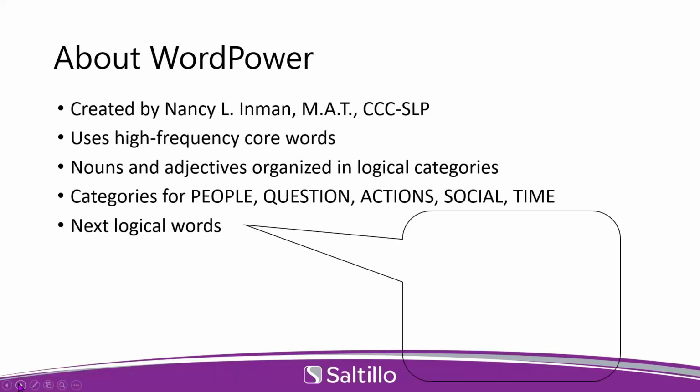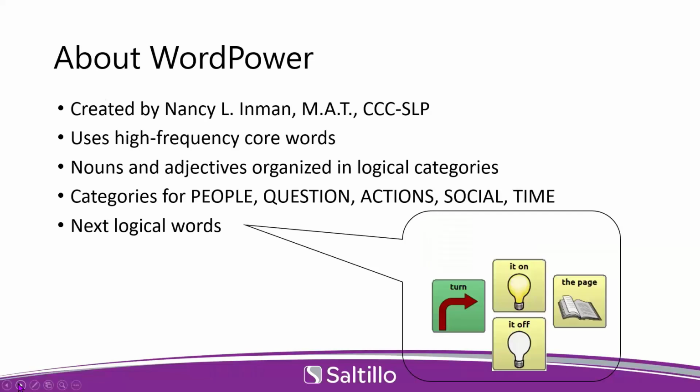The vocabulary options include grammatical word classes. It also offers next logical words to reduce keystrokes and ease communication. So for example, the eat button navigates to categories of food, and the turn button leads to it, on, off, the page. So you can say turn it on, turn it off, turn the page.